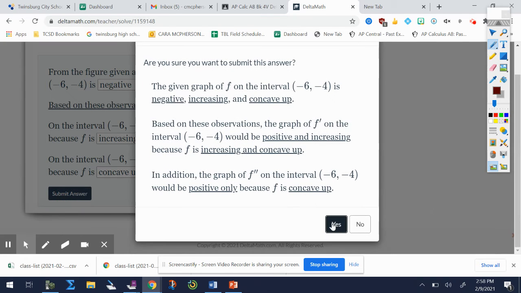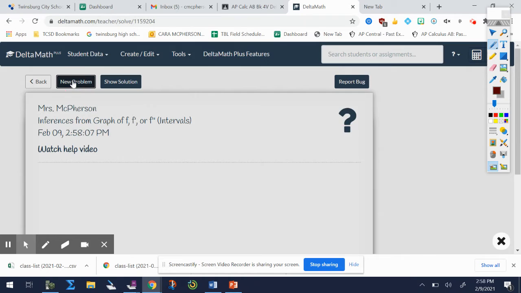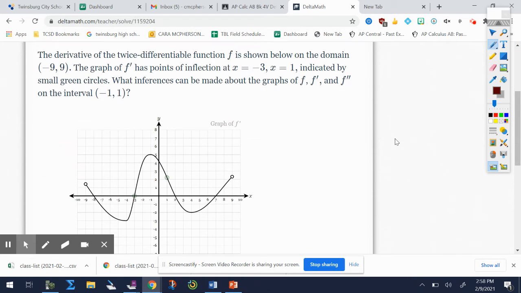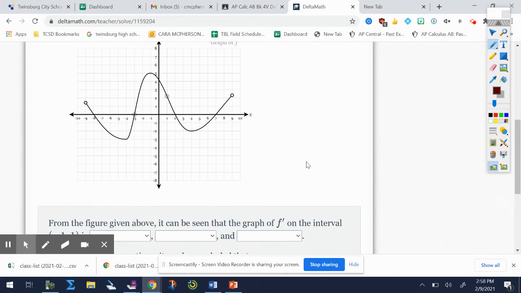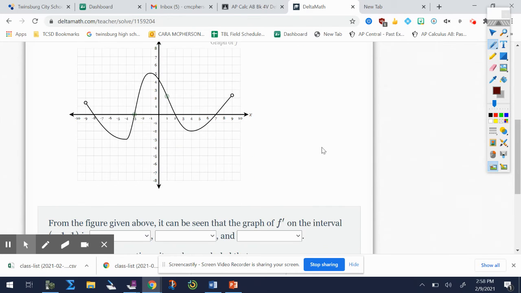I do want to show you one other one that gives a little different piece of information. Some of them give you a derivative graph. Here we go, so this one is a derivative graph. On the derivative graph, we have points of inflection at -3 and 1. And it wants to know what can we figure out about -1 to 1, so about this little swatch right here. What do we know about -1 to 1?